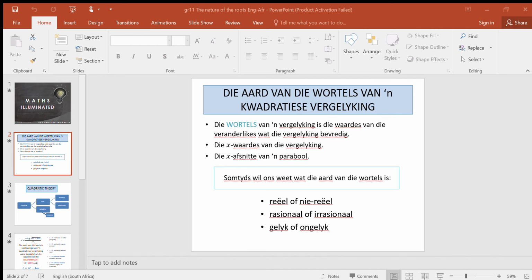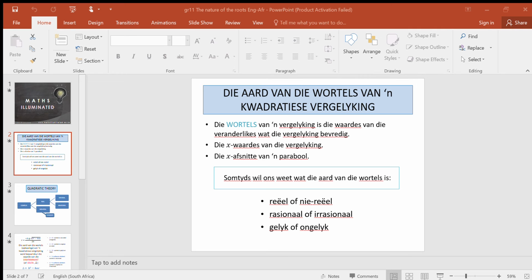Okay. If b squared minus 4ac, in other words delta, is less than 0, dan is hy mos nou negatief, nee? Dan beteken dit mos it's imaginary, it's got no real root. Hoekom? Want my skets sal jy sien lê ver bo my x-as. Met ander woorde, dit gaan nooit my x-as kan sny nie.